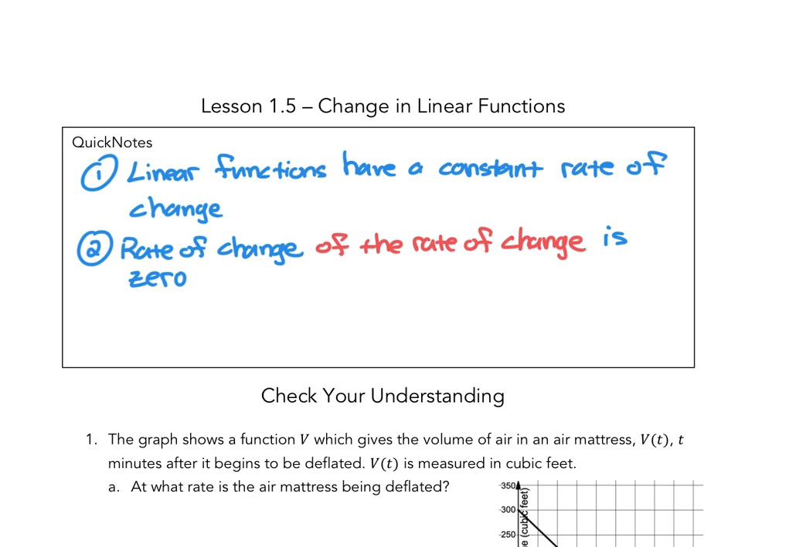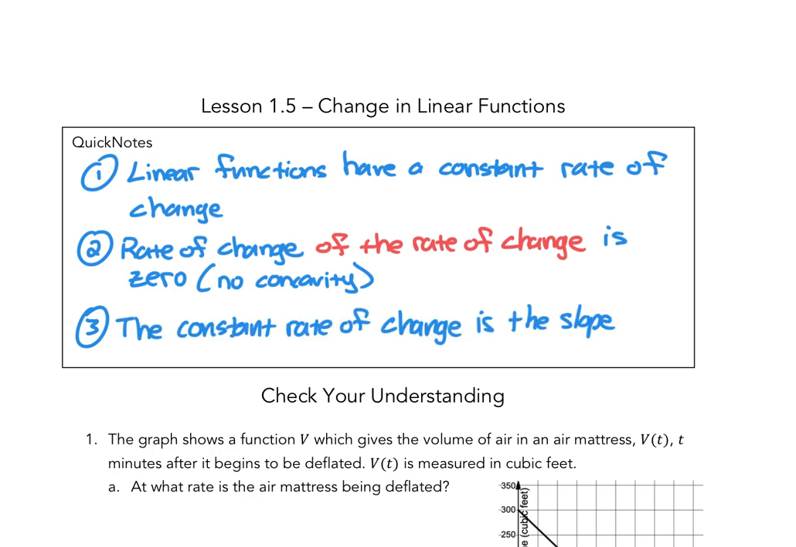Whatever the slope of your line is, it's not going to change, which also means there's no concavity. The rate of change of our rate of change is never positive, nor is it negative. So we're never concave up, nor are we ever concave down. That acceleration is always zero, no concavity. And then the third thing is just to specify that that constant rate of change is the slope. Lines have a constant rate of change, and that constant rate of change is the slope of the line.